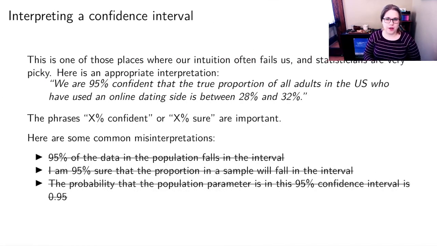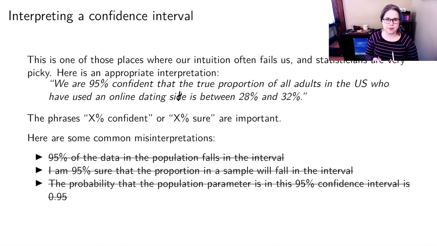So now we want to think about interpreting confidence intervals. This is a place where intuition sometimes fails us. Statisticians are really picky about the words that you use, and it is totally okay to just use my recipe and plug in the particular words for your problem. So if we're thinking about all adults who have used an online dating site, I had found that interval to be 28 to 32%. And if I wanted to interpret that, I could say we are 95% confident that the true proportion of all adults in the US who have used an online dating site is between 28% and 32%.